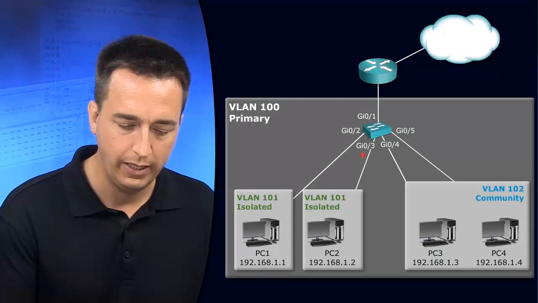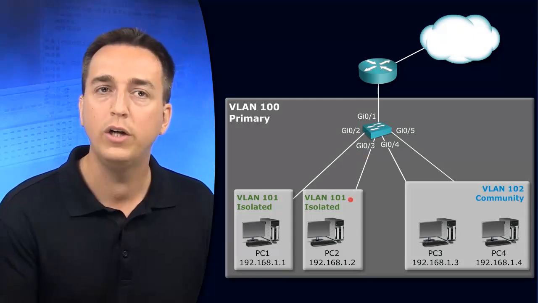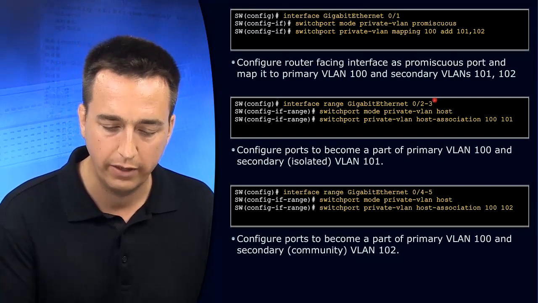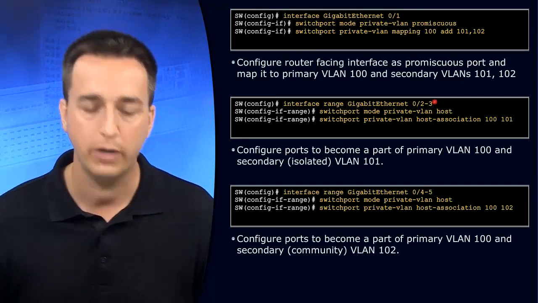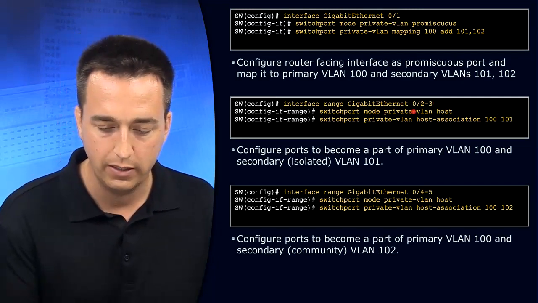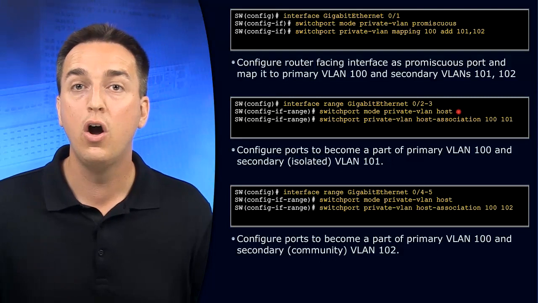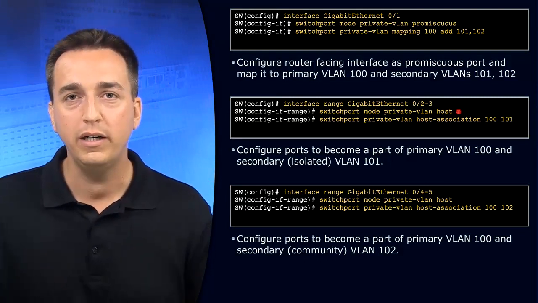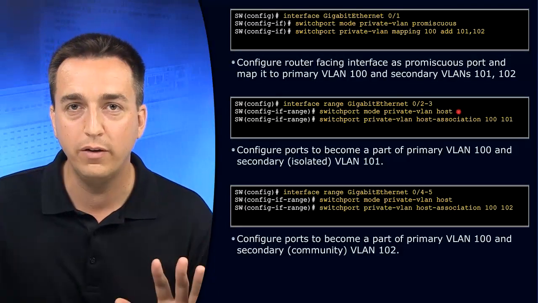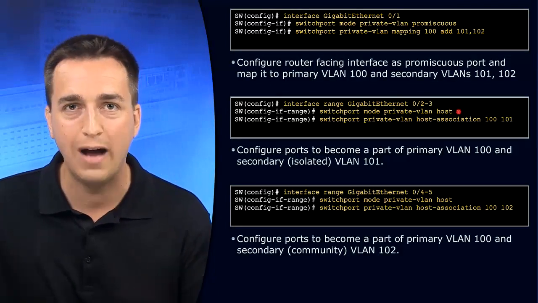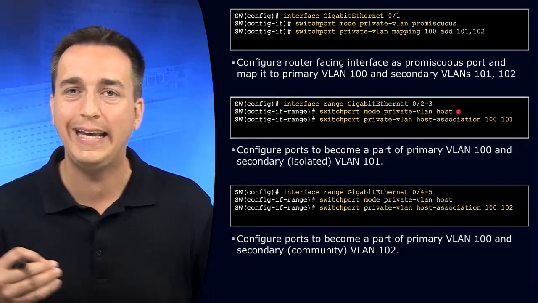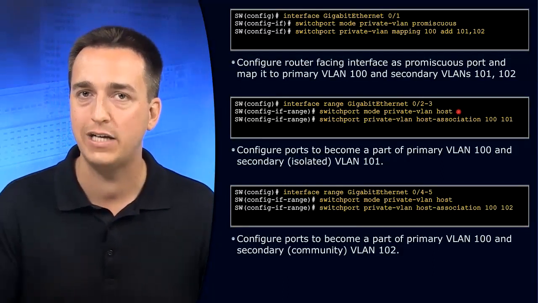2 and 3 go down to PC 1 and 2, which are going to be part of the isolated VLAN of 101. So by examining the configuration for gig 0/2 and 0/3, we need to identify it as a private VLAN host. These ports are associated with a private VLAN, but they are host ports, meaning they connect down to end stations.